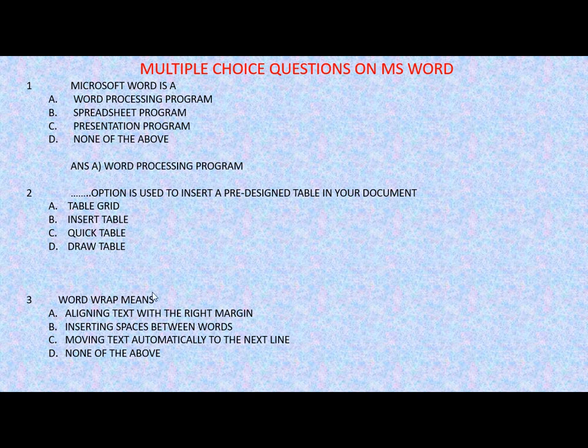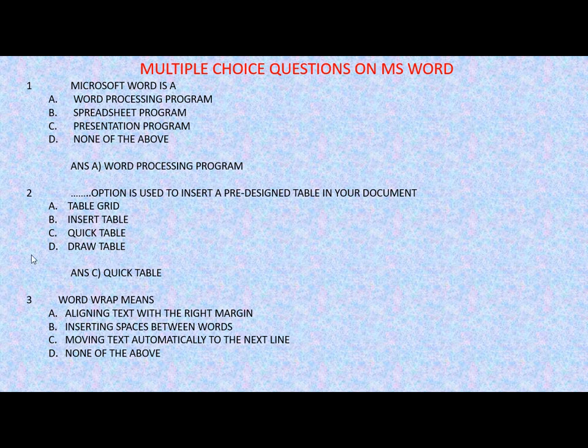Next question is, dash option is used to insert a pre-designed table in your document. The options are table grid, insert table, quick table, draw table. The correct answer is C, that is quick table. So quick table option is used to insert pre-designed table in your document.